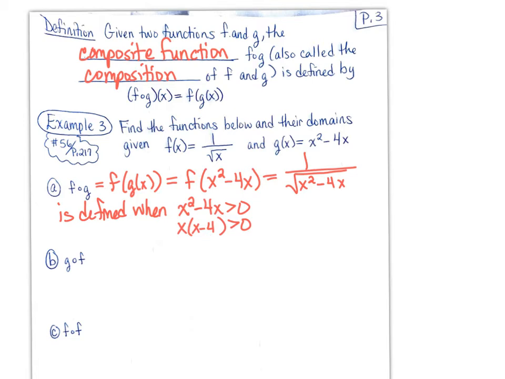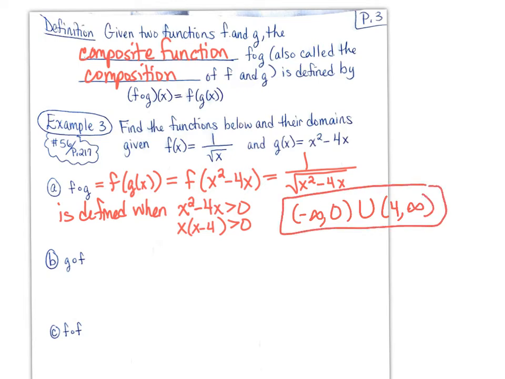Again, one more time. The only way this product can be positive is if x is positive and x minus 4 is positive, or x is negative and x minus 4 is negative. So that means that we get negative infinity to 0, union 4 to infinity. So that's our domain, and this is our composition. Okay?